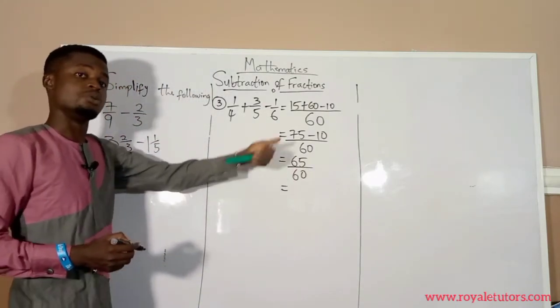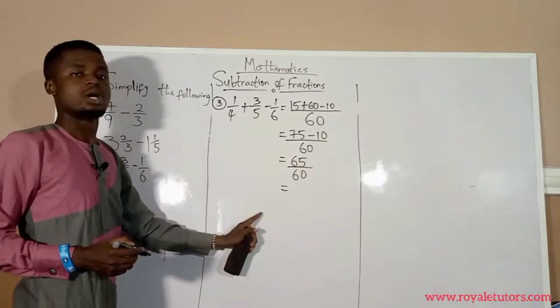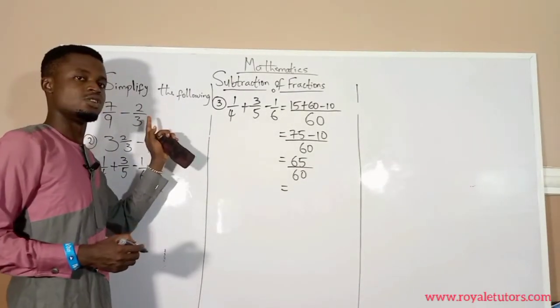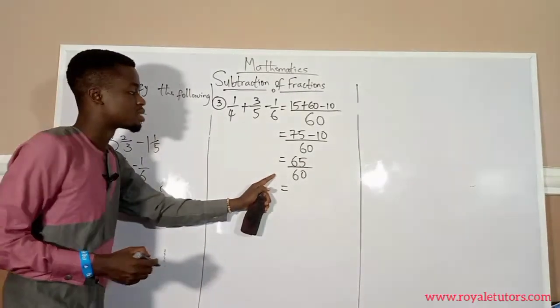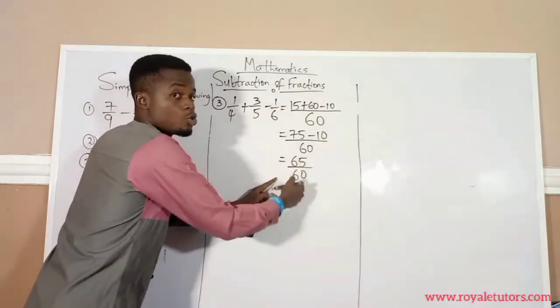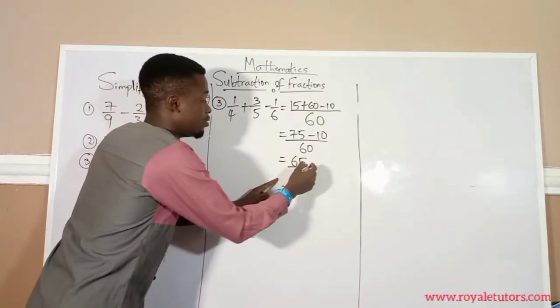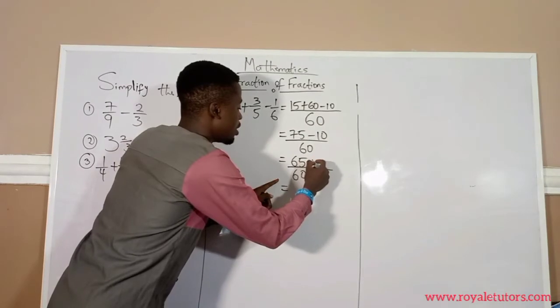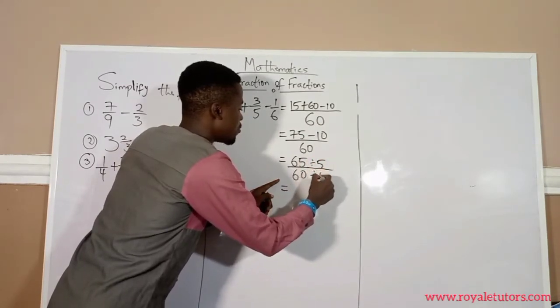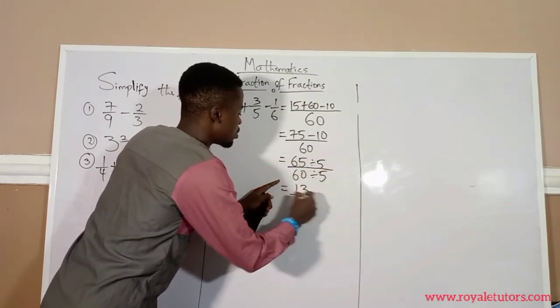I want us to make it beautiful, first by reducing it to the lowest term. I mentioned this in the first video of fraction. How do you reduce to the lowest term? Which number can divide the 2? 5 can divide the 2. So you have divided by 5. Divided by 5, so you have 13 over 12.